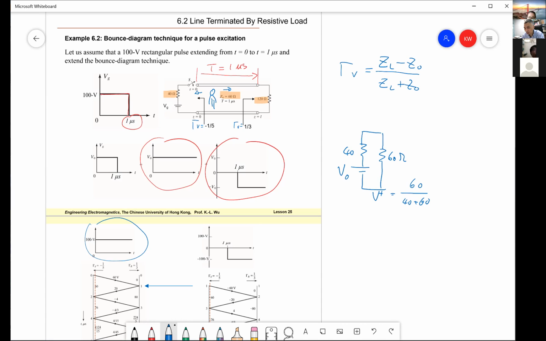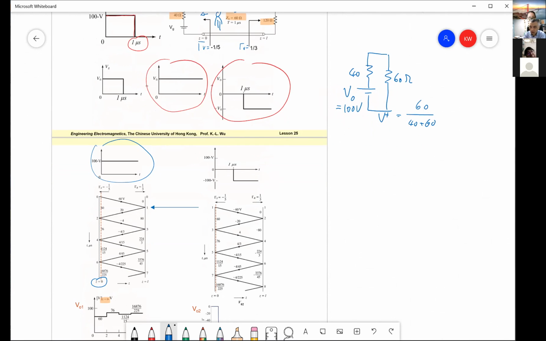Right. Okay. What about the voltage? The voltage is 100 volts. Okay, we have this equal to 100 volts. So we have the initial voltage at the beginning. We don't experience any reflection yet, right? So we add this at the beginning.